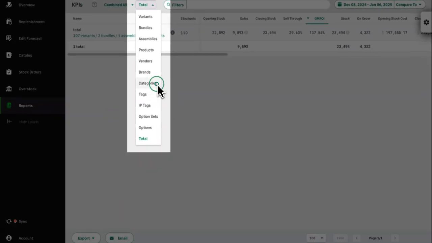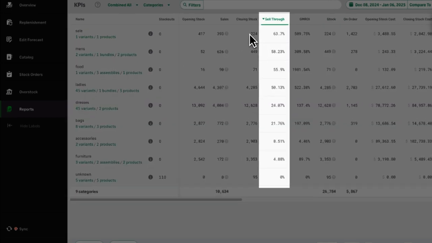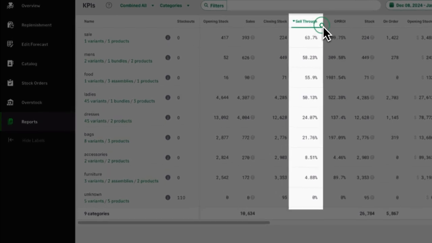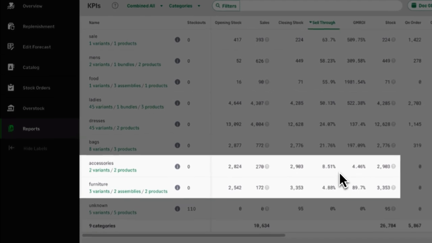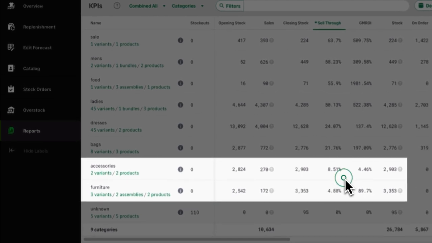Thankfully, Inventory Planner supports the ability to dive in deeper. In this example, we will refine our view to look at the categories level. Look at how different the sell-through percentages are by category. For example, the lowest sell-through and GMROI values are for furniture and accessories. These might even be categories where we switch things up in our catalog or consider removing that category altogether since it's performing poorly.